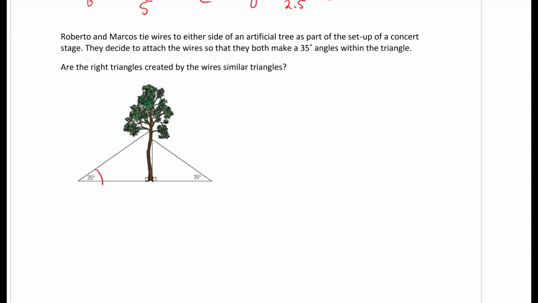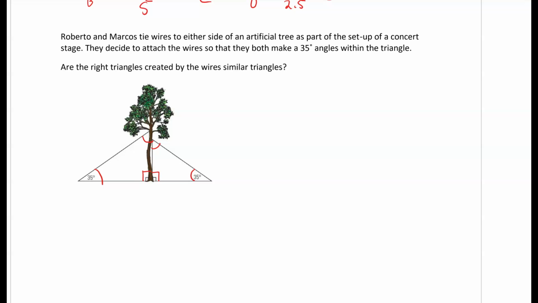What they did here is they created a 35 here and a 35 here. The 90-degree angle is created where the tree starts to rise up from the floor. So we have a 90-degree here and a 90-degree here. What we want to know is, is this top angle the same on both of the triangles so that we can determine if these triangles are similar?